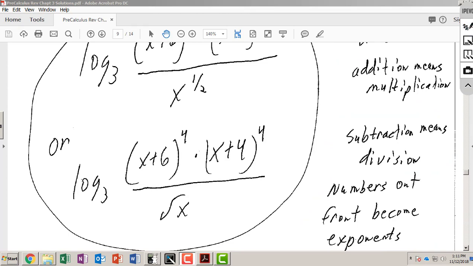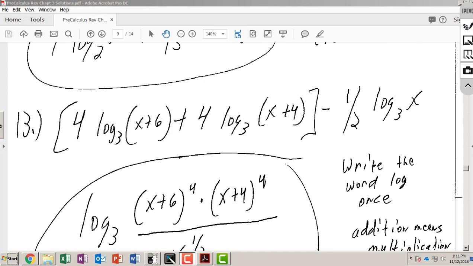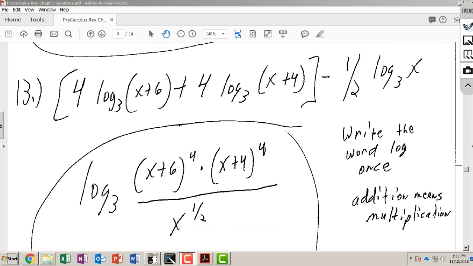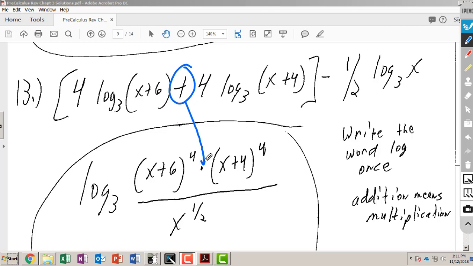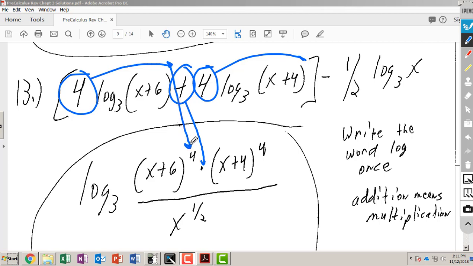So on this problem right here, as I look at it, I'm going to condense it together. First thing I notice is that I have this plus sign, so this plus sign becomes multiplication. Now all these exponents are going to go up top here. You're going to notice that this 4 goes up top and becomes x plus 6 to the 4th, and this becomes x plus 4 to the 4th.